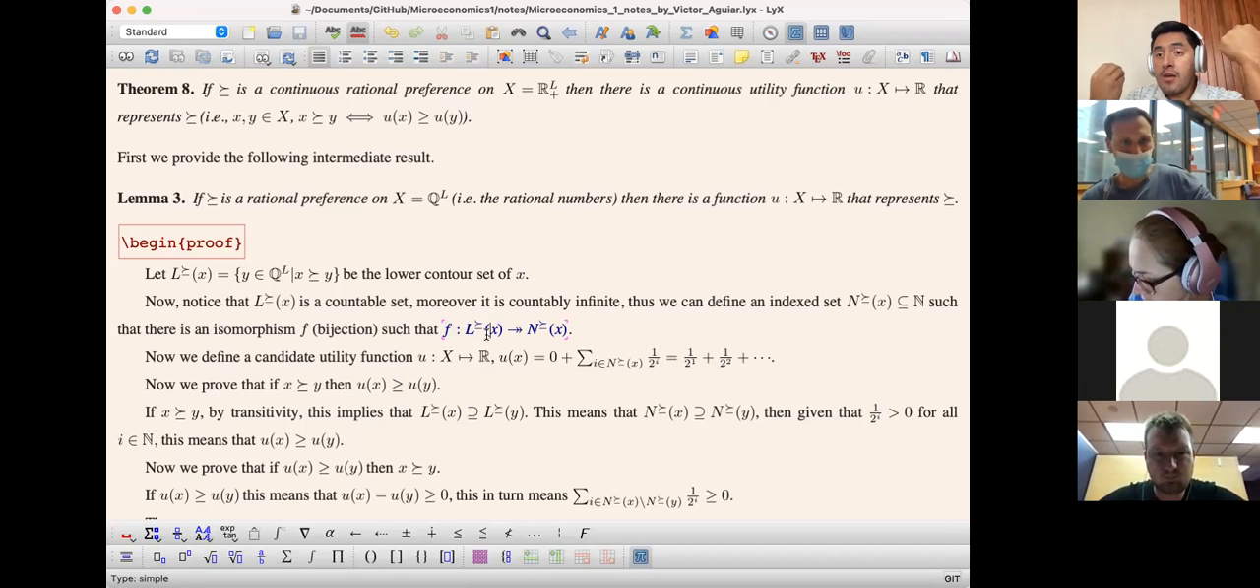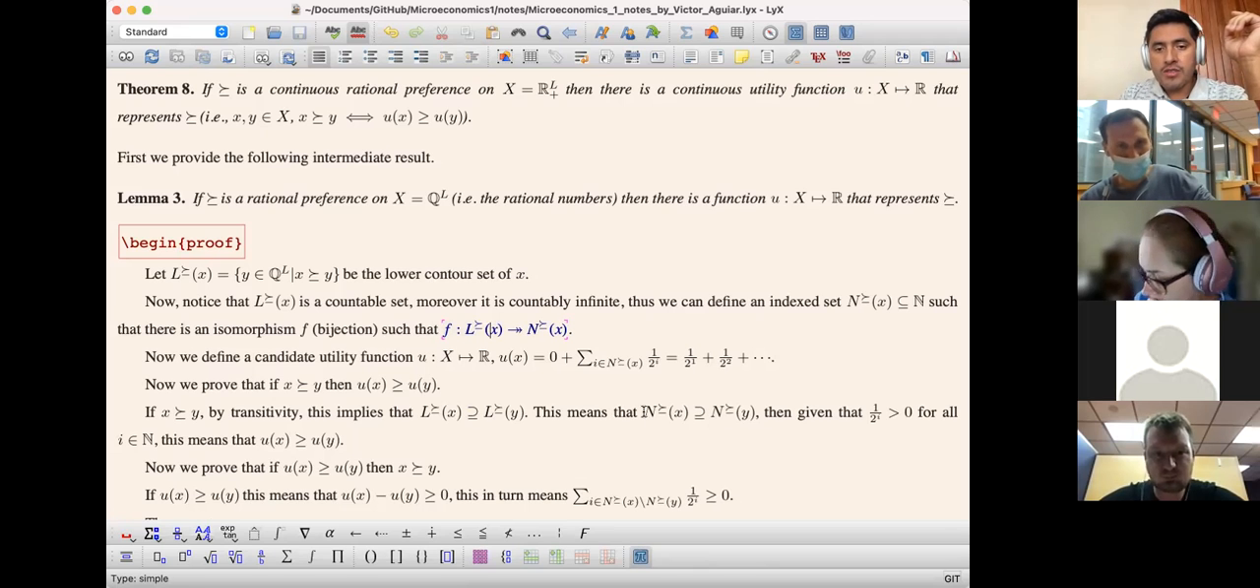Now, what I'm going to do, because this is a countable set, is start counting the vectors inside L of X, and I'm going to number them: 1, 2, 3, ... until infinity. That is the set N.